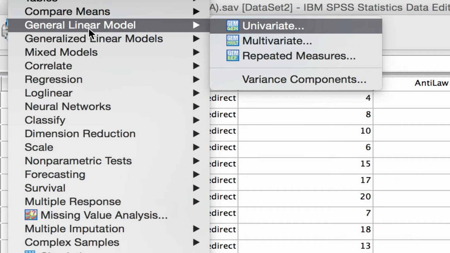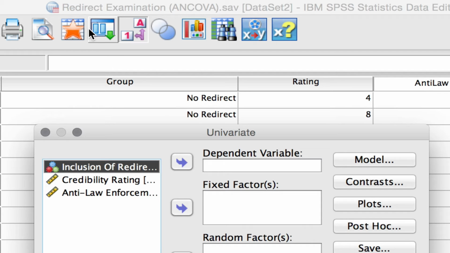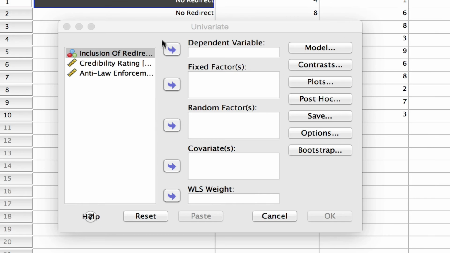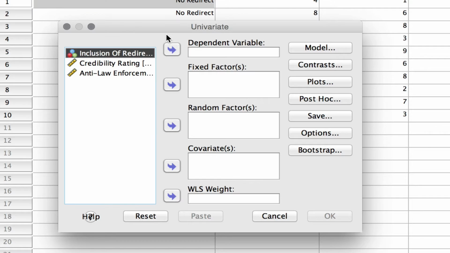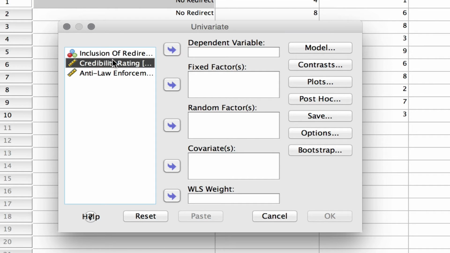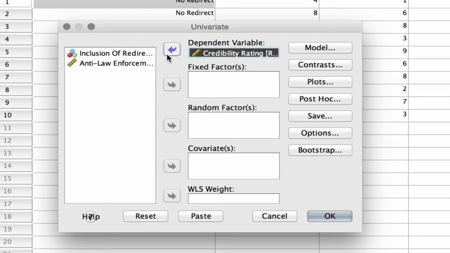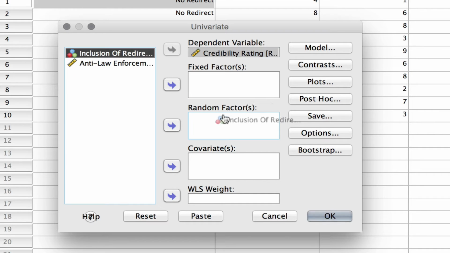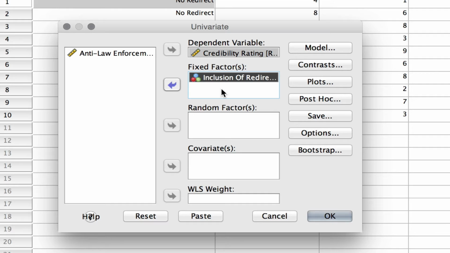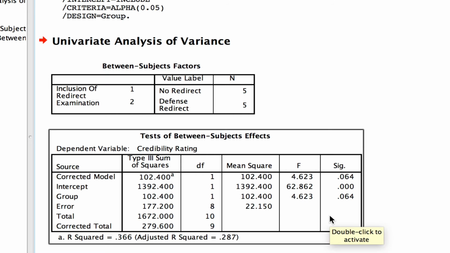So to do that, we're going to analyse, general linear model, univariate, and we're going to put our dependent variable in as our dependent variable, and we're going to put our independent variable in the fixed factor box. For now we're going to leave out the covariate, because we want to compare what the effect is without the covariate versus with the covariate. So with that, I'm just going to click OK, and we get some output.